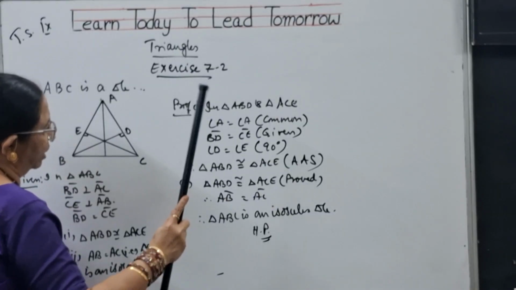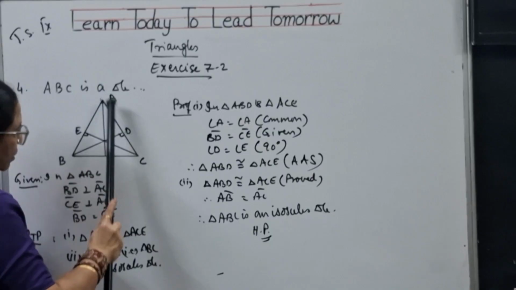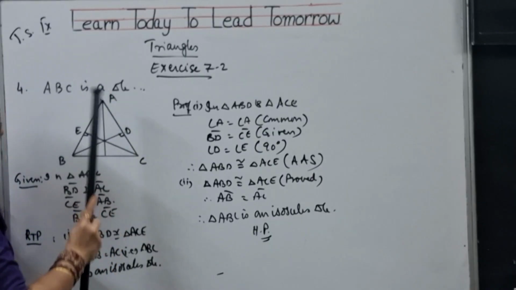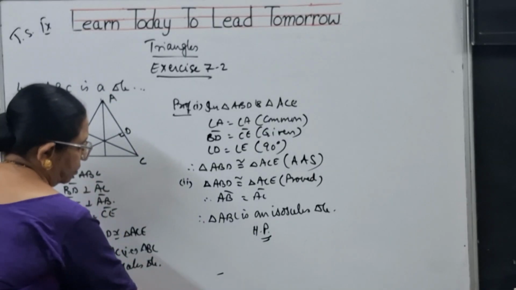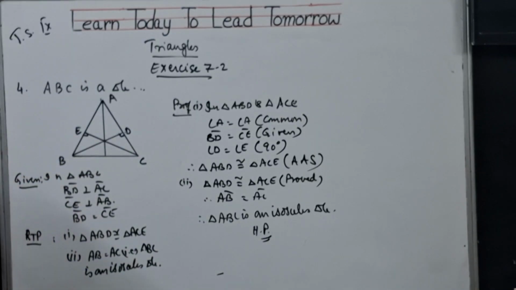Now since these two triangles are congruent, AB is the side of triangle ABD, AC is the side of triangle ACE, they are also equal. So the triangle is an isosceles triangle. Hence, proved, children. Please note it down.